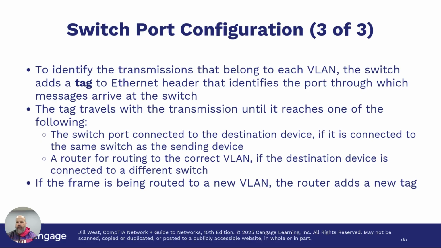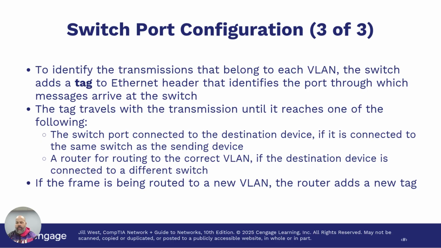So, how does the switch know which VLAN a frame belongs to? It adds a tag to the Ethernet header identifying which port the message came from. This tag travels with the transmission until it reaches either the destination switch port, if the device is on the same network, or a router if it needs to go to a different switch or VLAN.